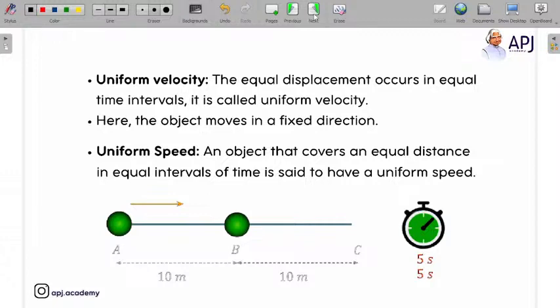Okay, about graphs as well, we'll do graphs, don't worry, graphs bhi honge, kinematics graphs we will do.